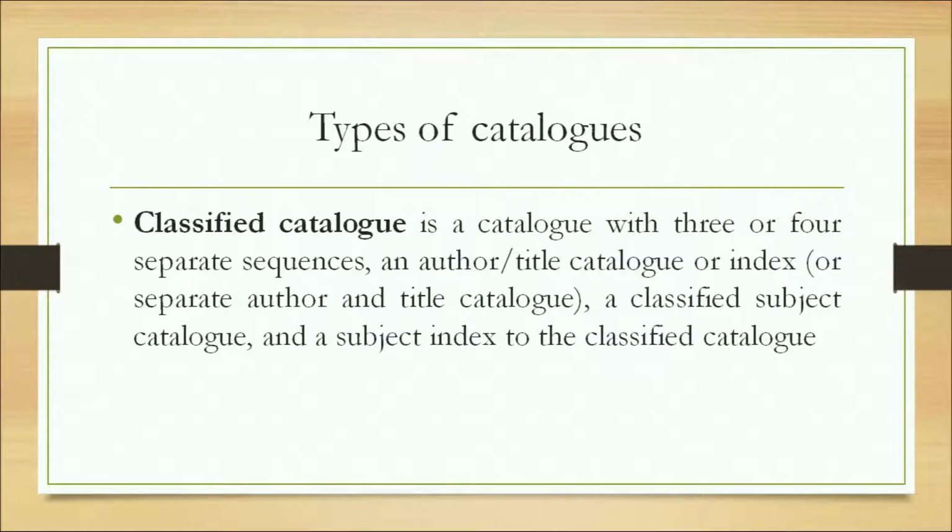In a classified catalog, learners, in fact, it is a catalog with 3 or 4 separate sequences. It may be an author title catalog or index, or separate author and title catalog, a classified subject catalog and a subject index to the classified catalog. That means all the books, all the documents on a particular subject, or on a subject which is being represented by a common notation, are put together.